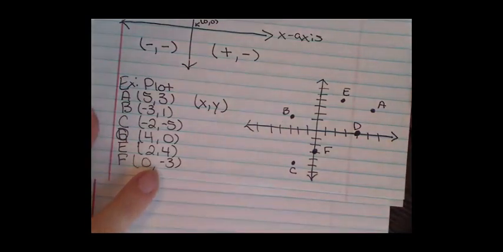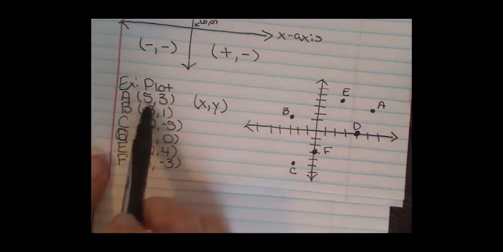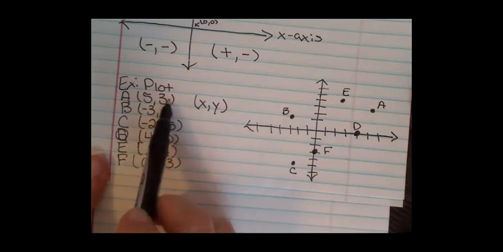So that's how you will plot points when it comes to your graphs. You look at your first value, and that'll tell you left or right. You look at your second value, and that'll tell you up or down.